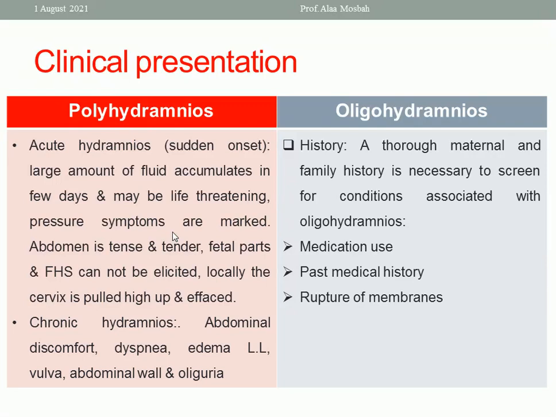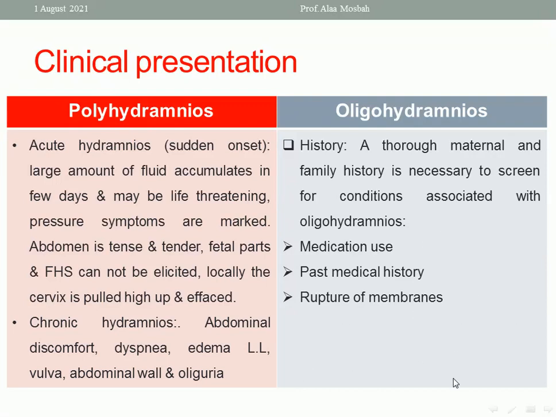The abdomen is tense and tender and painful. Fetal parts and the fetal heart sound cannot be elicited. Locally, the cervix is pulled high up and effaced. While chronic hydramnios, it is of gradual onset. The amniotic fluid increases gradually. The patient feels discomfort in the abdomen, dyspnea, edema lower limb, and also there is edema in the vulva, abdominal wall, and oliguria.